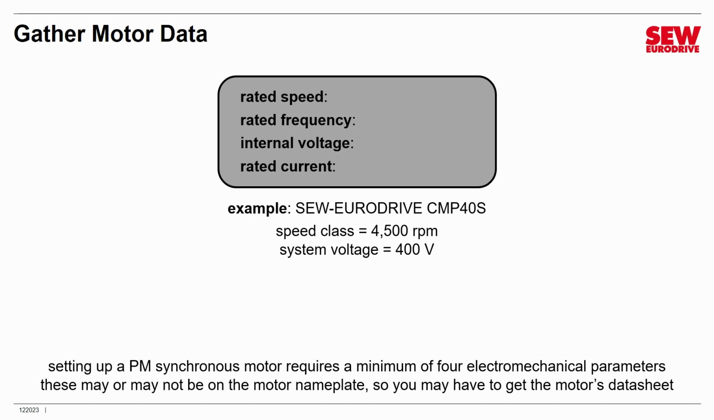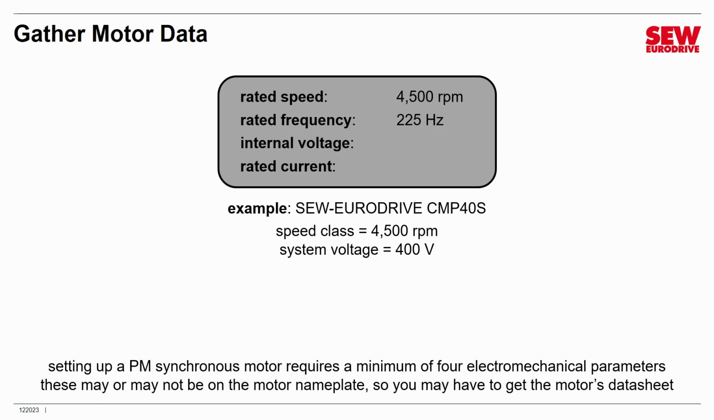In this case, my motor, according to the nameplate, is a 4,500 RPM speed class, and it has a system voltage of 400 volts. Now our rated speed and our speed class are one and the same, so we have our first parameter already. The nameplate on this motor does include the rated frequency. It is 225 Hertz. Permanent magnet synchronous motors usually have much higher frequency ratings than AC induction motors, which, as you know, are 50 or 60 Hertz, so don't be surprised by the higher frequency. So I got 2 pieces of information off my nameplate.